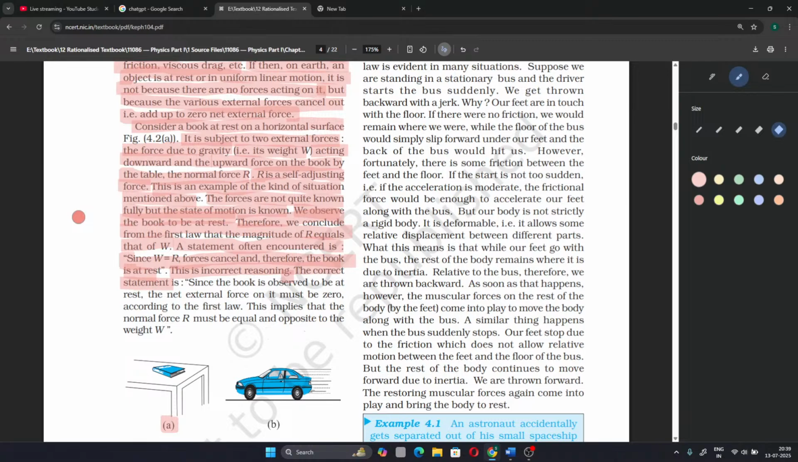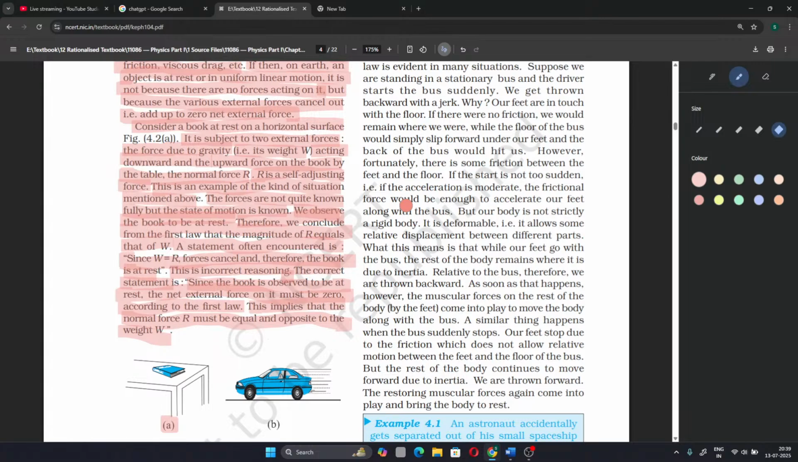We don't know, we don't see the forces. We don't see an arrow pointing downwards or upwards saying that the force is this much and they are cancelling out. We cannot see the forces. So what we can see is, since the book is observed to be at rest, the net external force on it must be zero according to the first law. This implies that normal force R must be equal and opposite to the weight W. This is what we can say from the first law.